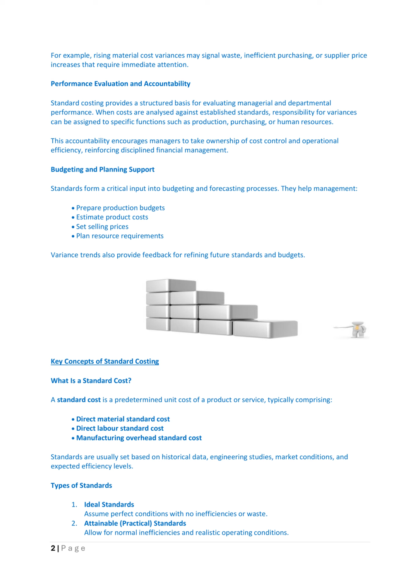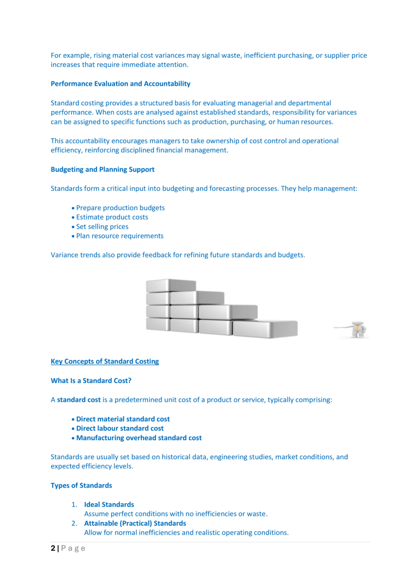Standards also play a key role in budgeting and planning, helping prepare production budgets, estimate product costs, set selling prices, and plan resources. Tracking variance trends further helps refine future standards and budgets. A standard cost represents the expected cost per unit, including direct material, direct labor, and manufacturing overhead costs, usually based on historical data, engineering studies, market conditions, and expected efficiencies.